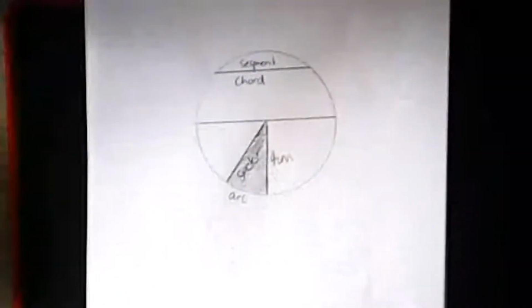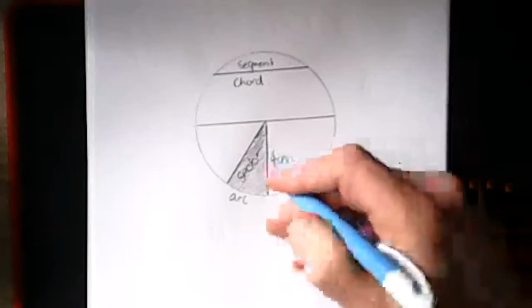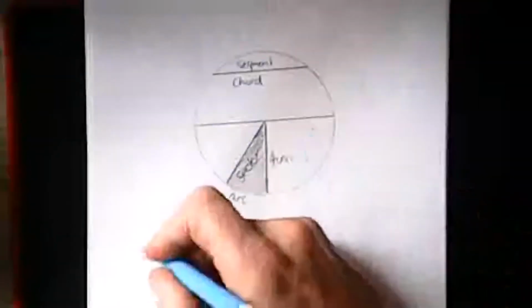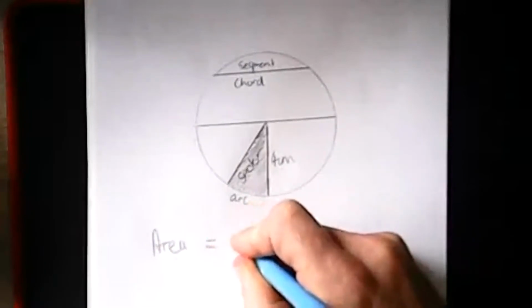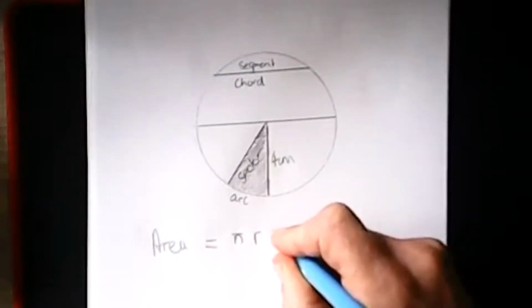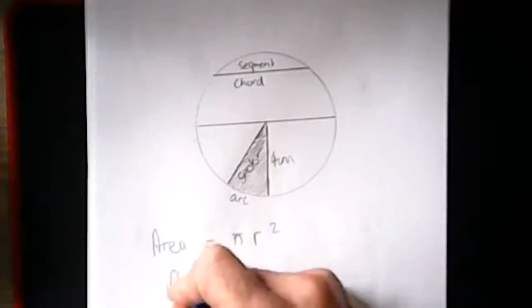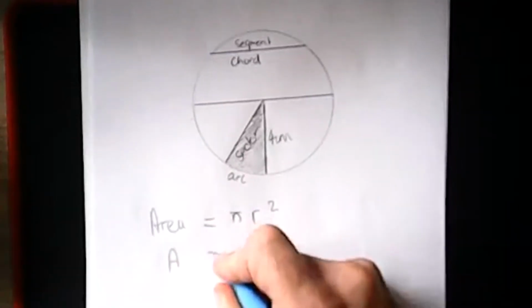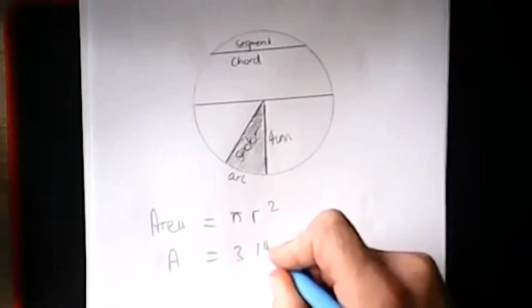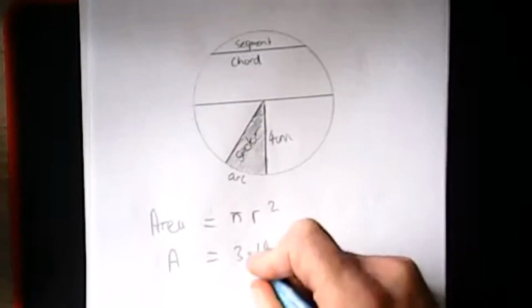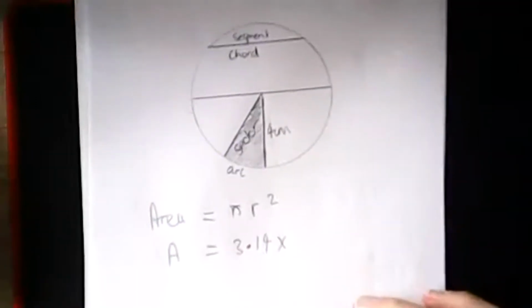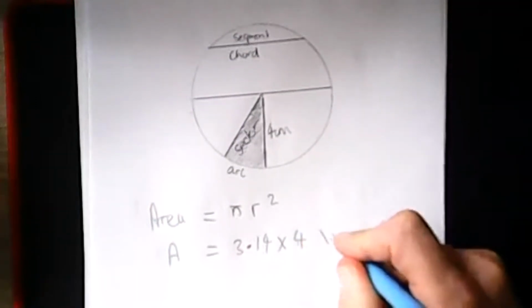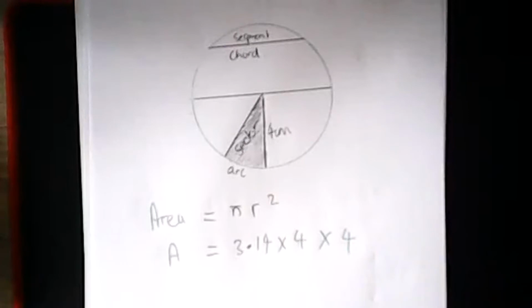So just to finish off, this is actually quite easy, really. I want the area of this circle here. So I'm going to use my formula pi r squared. What we need to do is substitute in the values that we know. 3.14 is absolutely fine. Remember, it's an approximation to 2 decimal places, but that's fine for what we want. Times by 4, times by 4. And that's all you need to do.